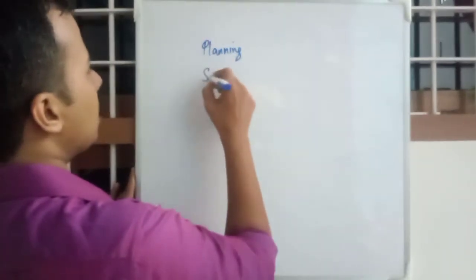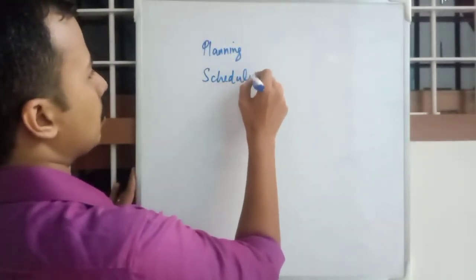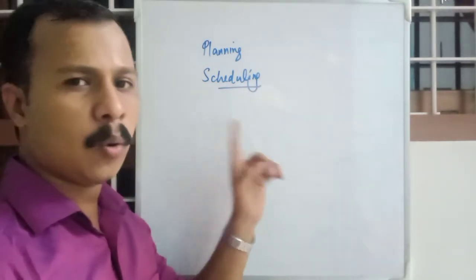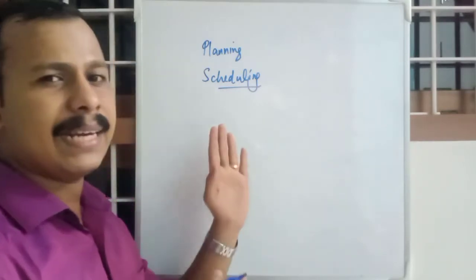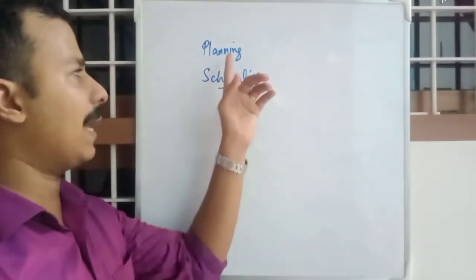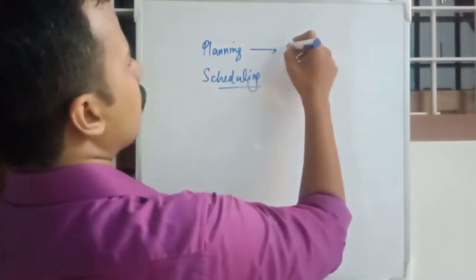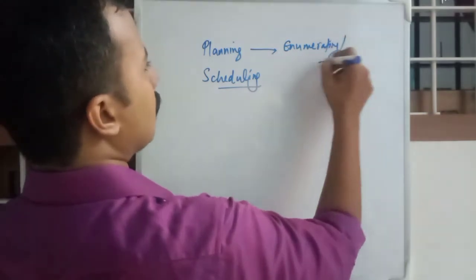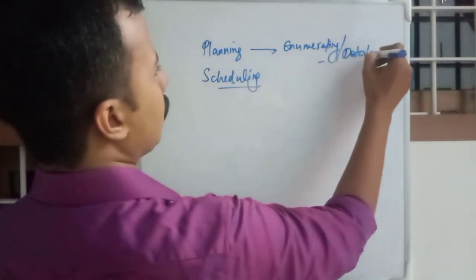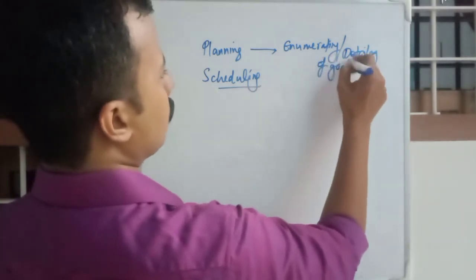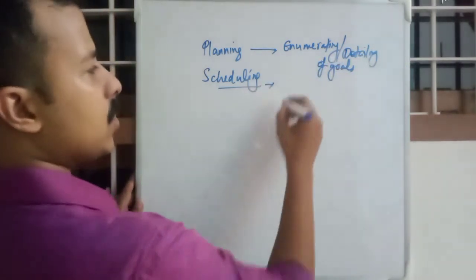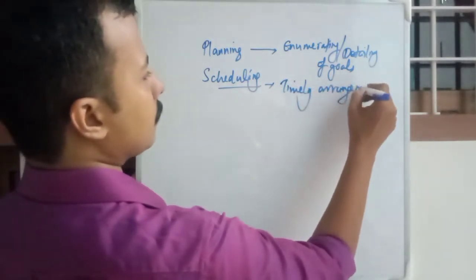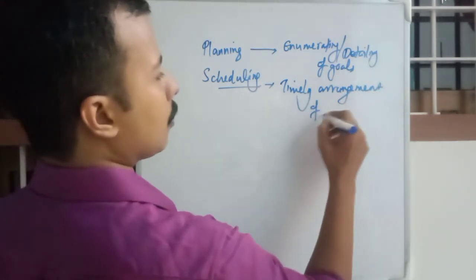And the next one, scheduling. In this, we arrange all these steps of construction in a timely manner. That is called scheduling. Planning is enumerating or detailing of goals, whereas scheduling is timely arrangement of processes.